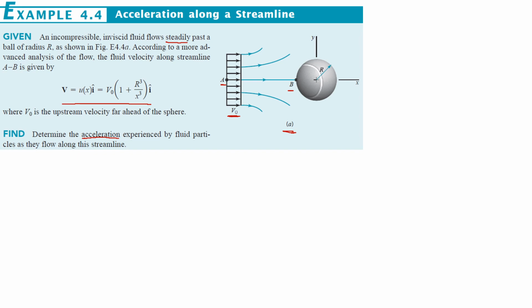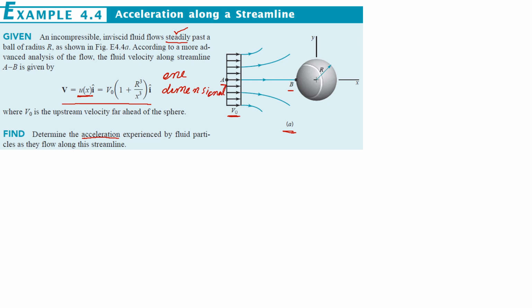What we can derive from this statement is, one, that this is a steady flow, and this is very important. I'm going to explain it in a little while. And the next is that we are given a velocity in the x-axis only. So this is a one-dimensional fluid flow problem.